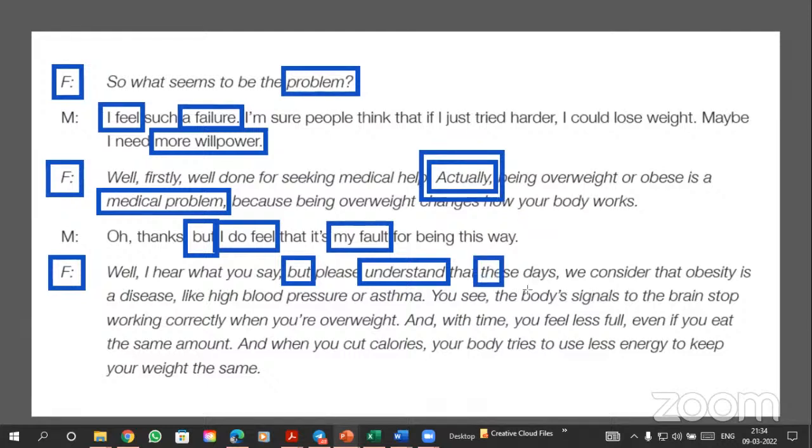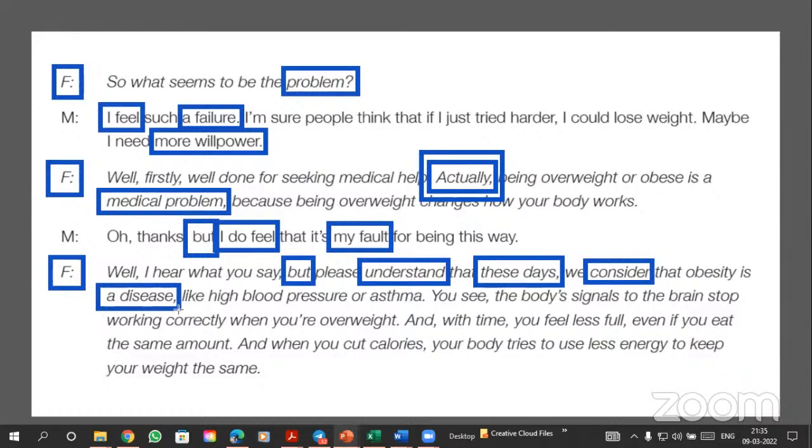These days, earlier people were thinking wrongly, but these days medical professionals, and people in general, consider that obesity is a disease. Like high blood pressure, you cannot control high blood pressure. Like asthma, you cannot control asthma. It is a medical condition, a medical problem. It is a disease. You see?